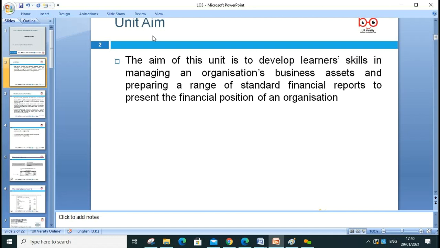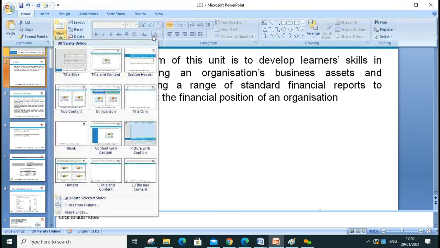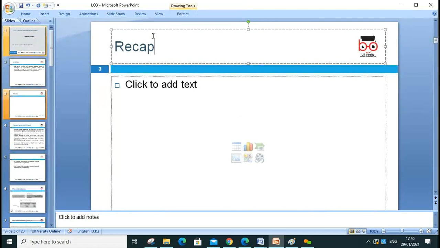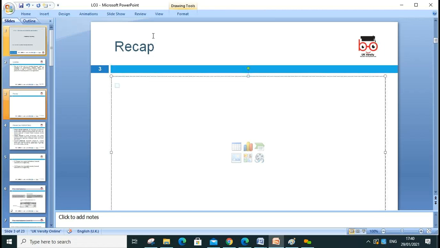As in the last two lessons, we learned about LO1 and LO2. We'll recap first what we learned. Anything you remember from the last two lessons, please?